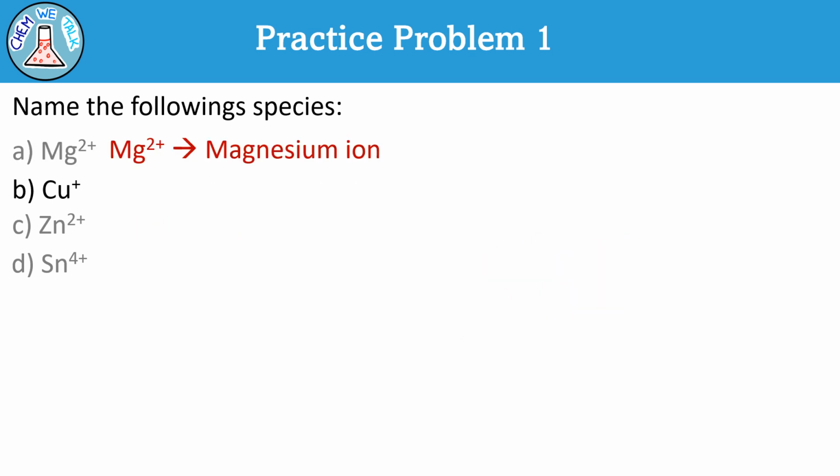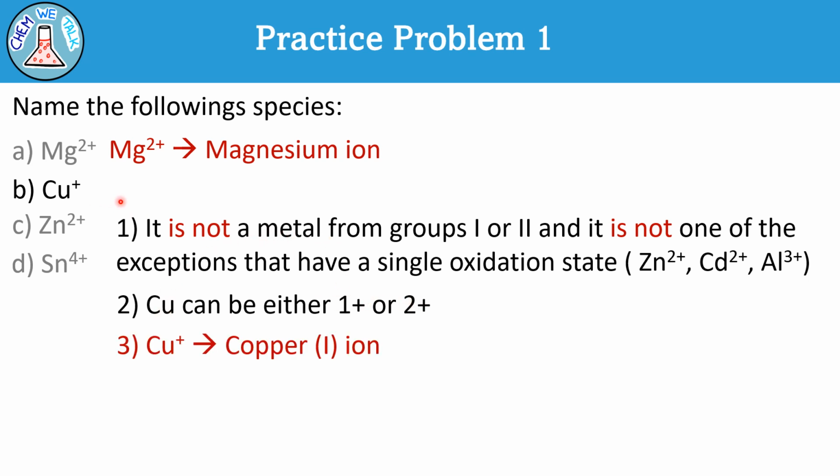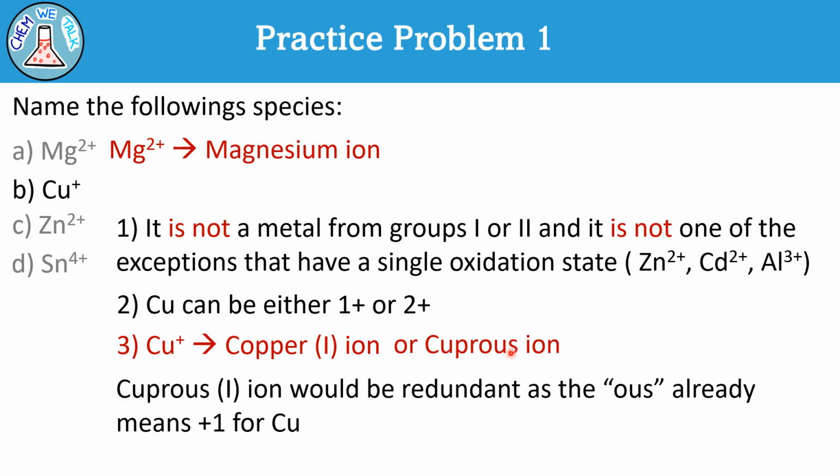Okay. Moving on to the next one, copper plus. The first thing we notice is that copper plus is not part of group 1 or 2, and it's not one of the exceptions you should memorize. So we need to remember our table, and we can see that copper is in the group of +1, +2, and because it is +1, we can say copper(I) ion to distinguish it from the possibility of copper(II). And if you use the older nomenclature, the 1+ is the lowest charge, so it would be cuprous ion.